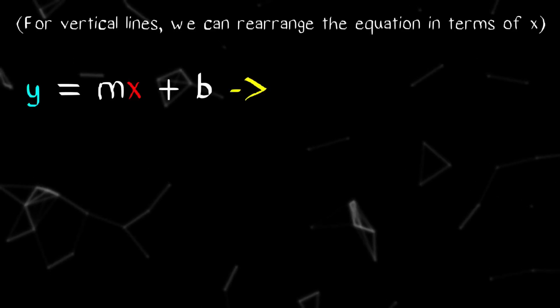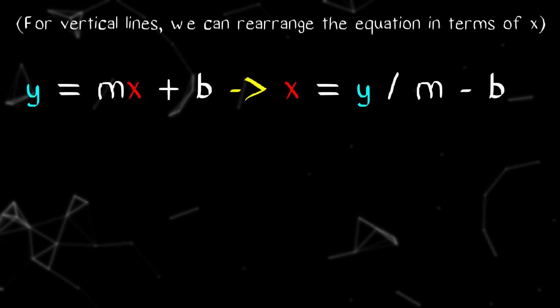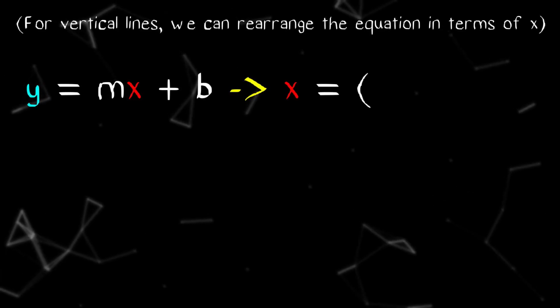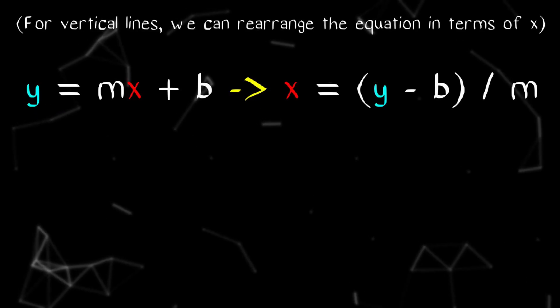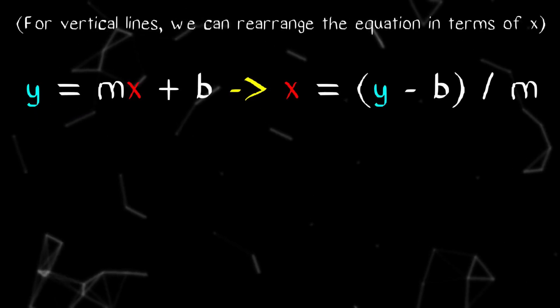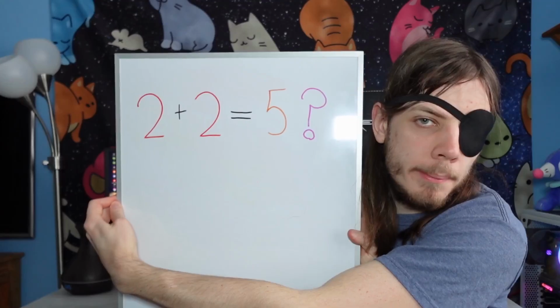For vertical lines, we can also rearrange the equation, this time to be in terms of x. However, it turns out this is in fact not how math works, and the rearrangement actually looks like this. In my defense, it was like 2 AM when I devised this algorithm, so some new math mistakes were inevitable. I think I found the problem.